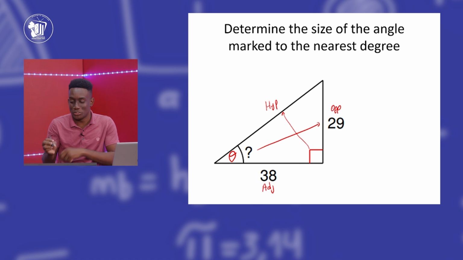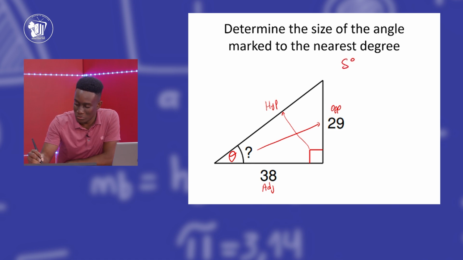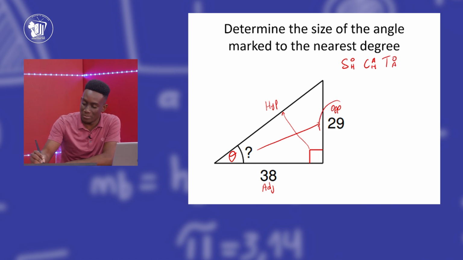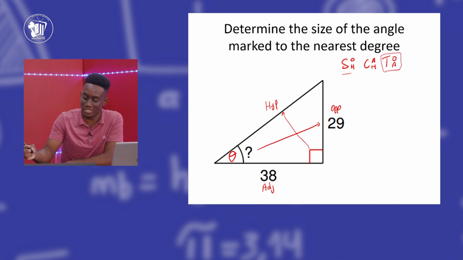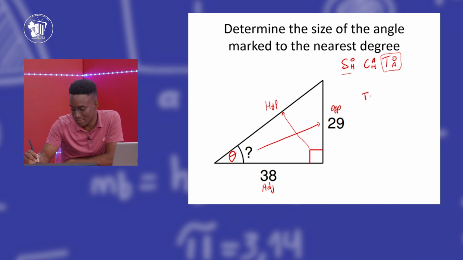So let's put down the ratios. SOH CAH TOA: Some Old Horses Can Always Hear Their Owners Approach. So we see we are given the opposite and the adjacent. Let's see which ratio has the opposite and the adjacent. We see sine and tan have the opposite, and tan has both the opposite and the adjacent. So this will be tan theta is equal to the opposite over the adjacent.